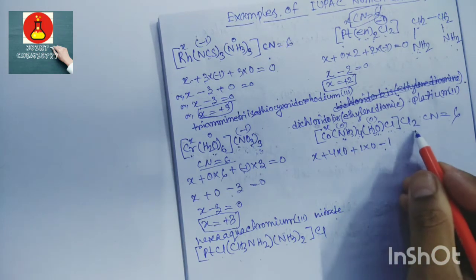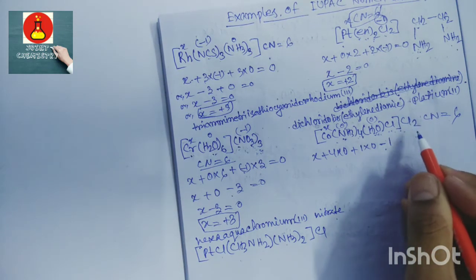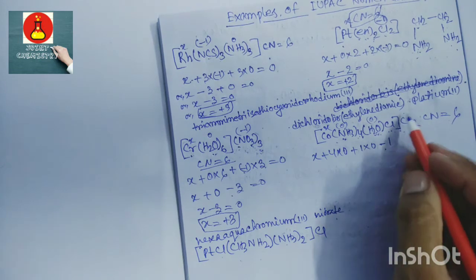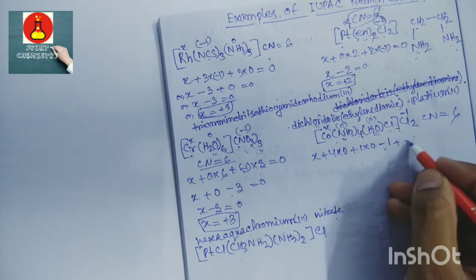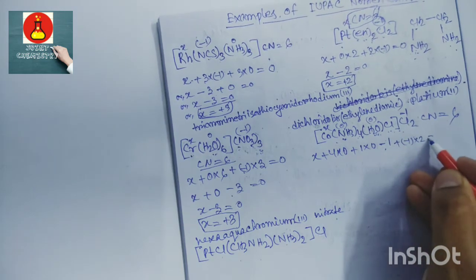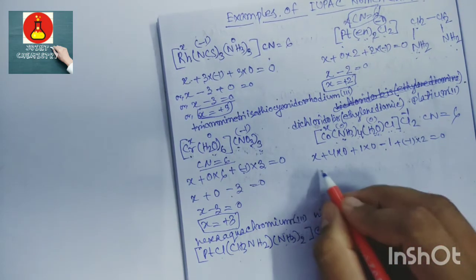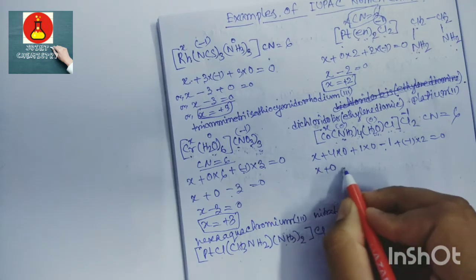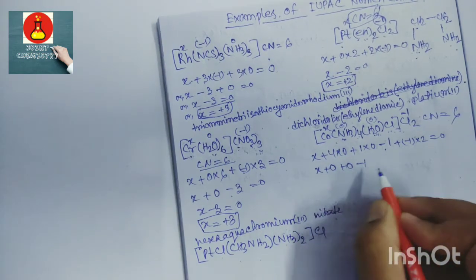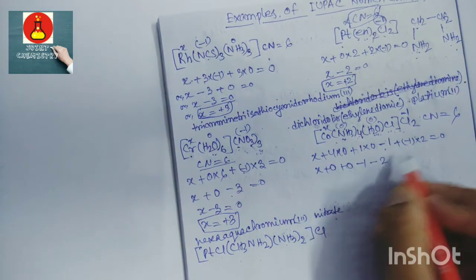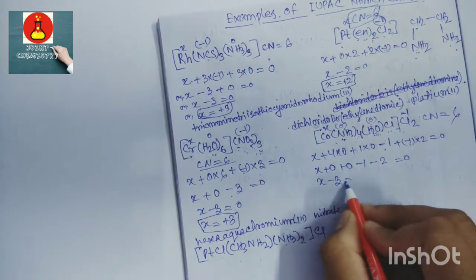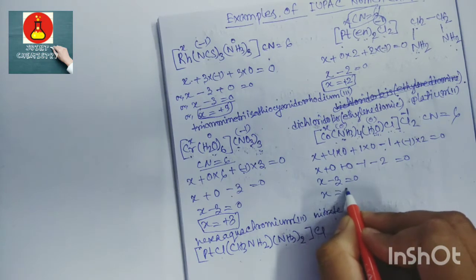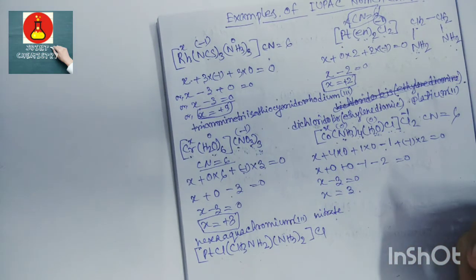Then there are two Cl outside of this coordination sphere, each of them denotes -1, so -1 into 2 is -2, right? So x plus 0 plus 0 minus 1 minus 1 into 2 is equal to 0. So x minus 3 is equal to 0. So x is equal to 3. Okay. Now let's write the name.